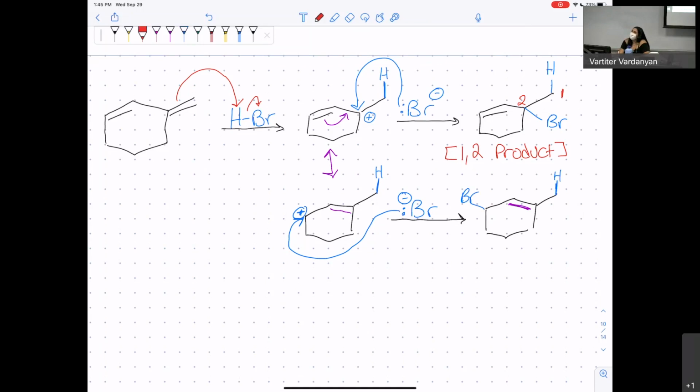So let's finish this up and then I'll show you what the questions might look like. Okay, so let's start counting again. 1, because the hydrogen was first. 2, 3, 4. So their relationship to each other is 1,4. This is the 1,4 product.